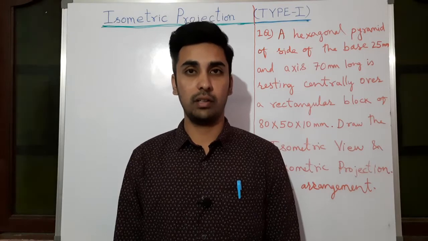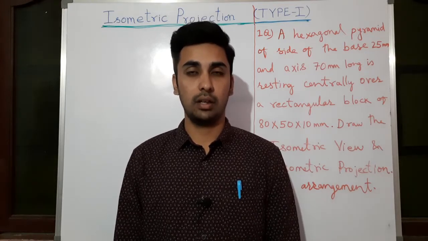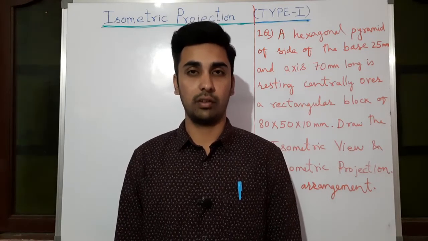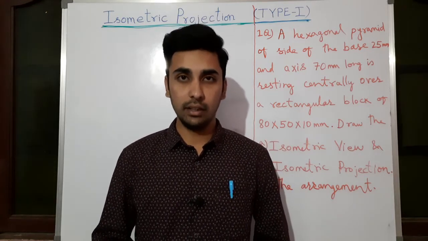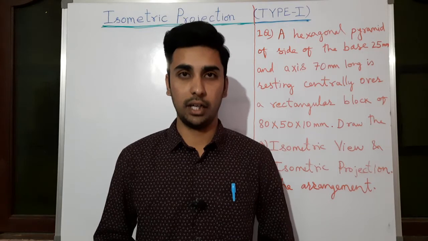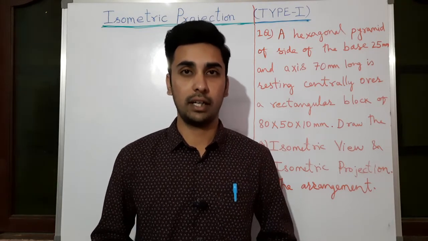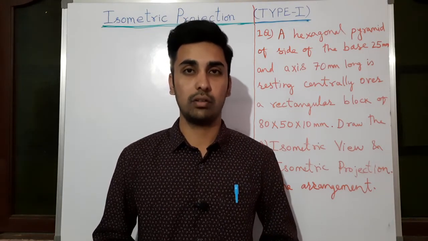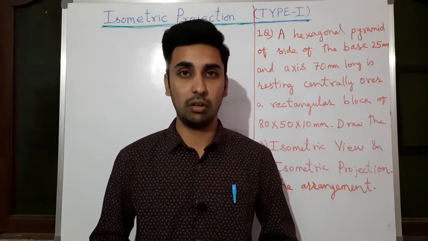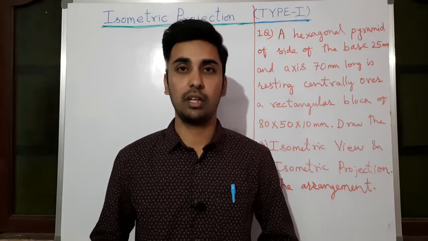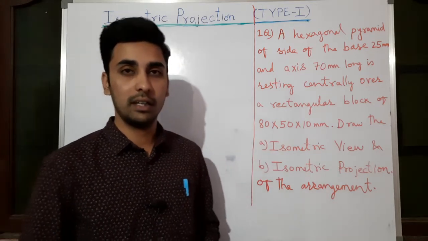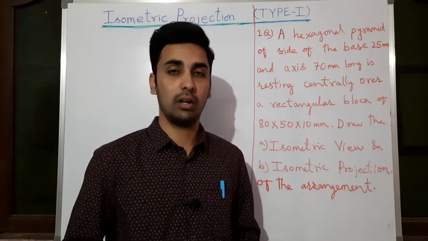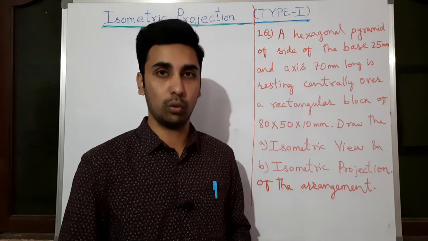In this video we will see the first problem related to isometric projections. First of all, isometric projections means 3D diagrams. In the 3D diagram we are taking two solids at a time, so this is the category of compound solids. So we can say isometric projections of compound solids, more than one solid. In this problem we will see a hexagonal pyramid resting over a rectangular block. Let us see the question.